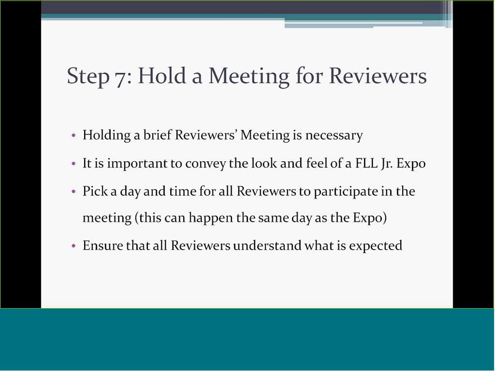Step seven will be to hold a meeting for the reviewers. This is totally necessary because you want to make sure that the reviewers know what is required of them and what is expected of them. It's important to convey the look and feel of the expo, so make sure that they know exactly what you're picturing in your head, how the expo is supposed to play out. Then pick a day and time for all the reviewers to participate in the meeting. Again, coordinate the logistics at a time that works well for everyone. And like I said, just make sure that they understand what is expected.